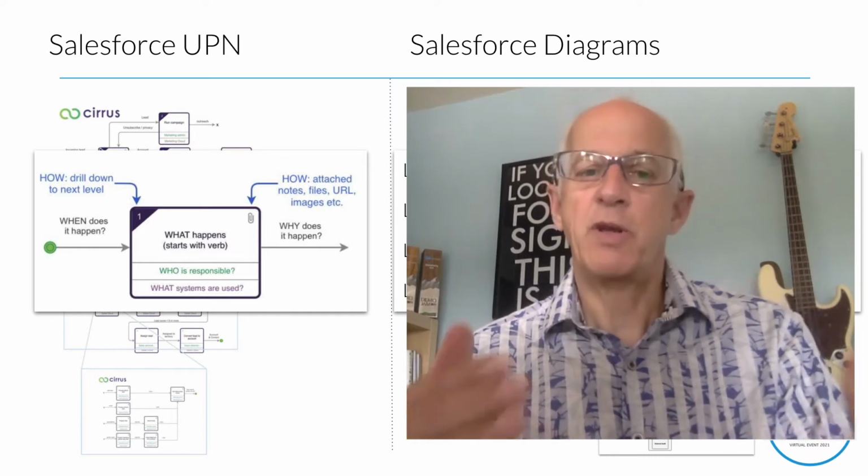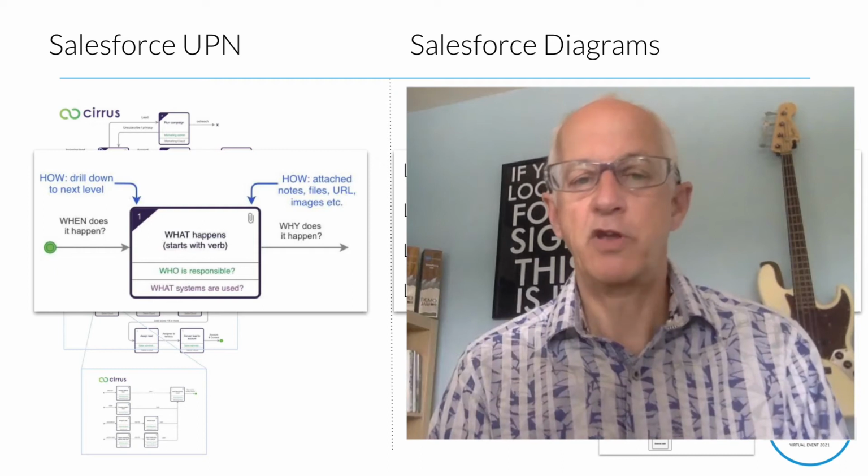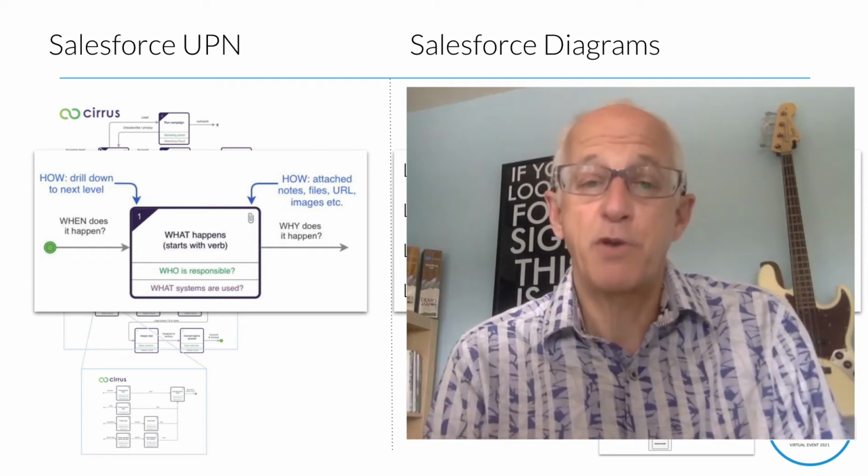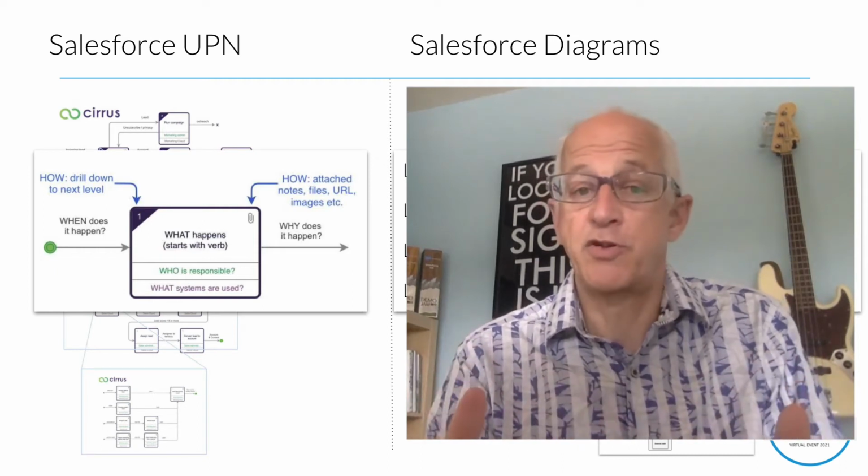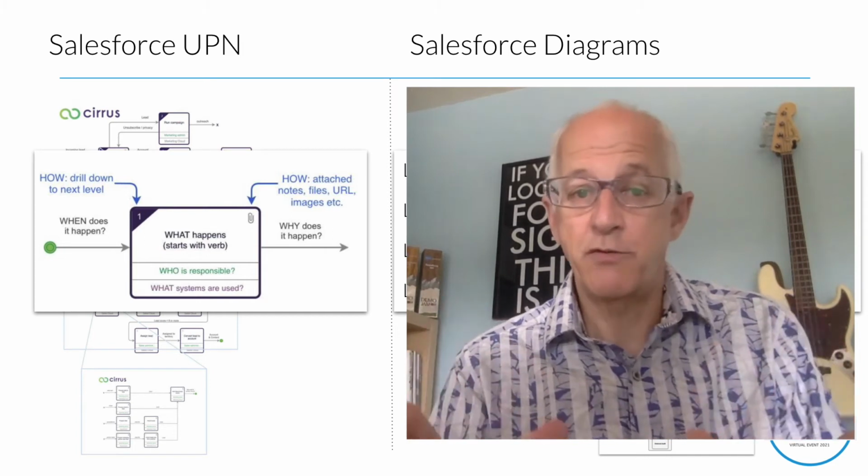Now, this concept of a hierarchical diagram means that you can simplify quite complex processes by having only 8 or 10 boxes on a screen, which means that it's easy enough to understand.